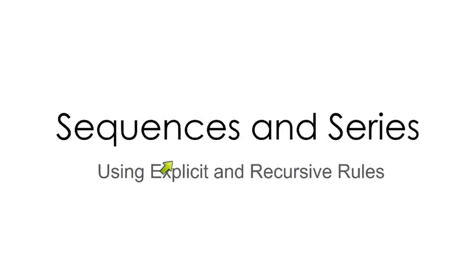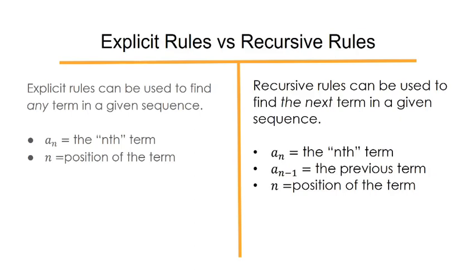In this video, we're going to talk about explicit and recursive rules for sequences, and we're going to learn how to use those rules to predict the next numbers in the sequence. We're also going to talk about a little bit of notation. First, let's look at the difference between explicit rules and recursive rules. I'm just going to read some definitions and we'll talk about some notation.